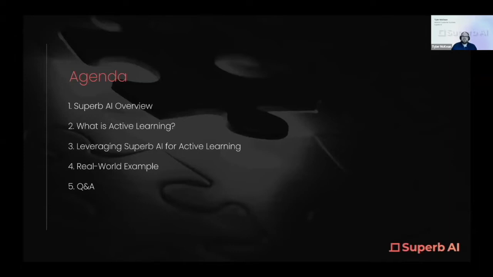As a quick agenda for today, we're going to discuss a brief overview of who Superb AI is and what we do. Next, we will answer the question, what is active learning? Third, I'll provide a summary of how to leverage the Superb AI suite in conjunction with an active learning workflow. Fourth, I'll discuss a real-world example in which active learning was applied and successful. And finally, we'll open up the floor for some questions and answers.